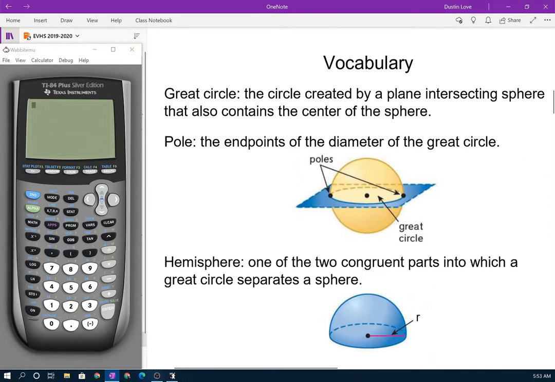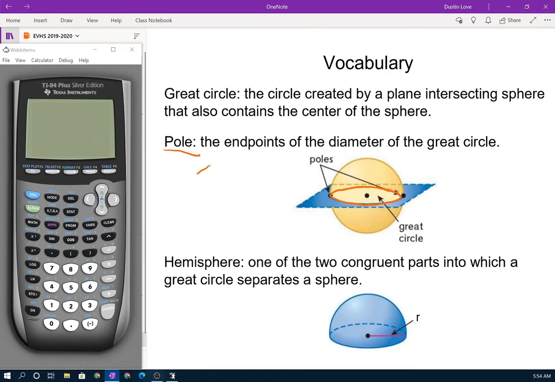Now, we've also got this idea of a great circle, which means if I was to slice a plane straight through the center or through a diameter, then the intersection of the sphere and the plane, which is right here that I'm highlighting in orange, that would be the great circle. Now, the endpoint of a diameter on that great circle is a pole.